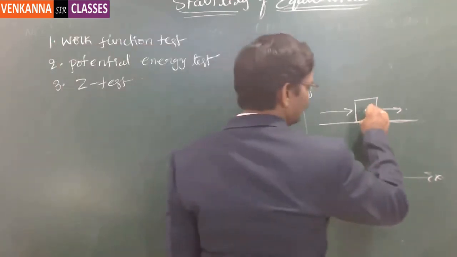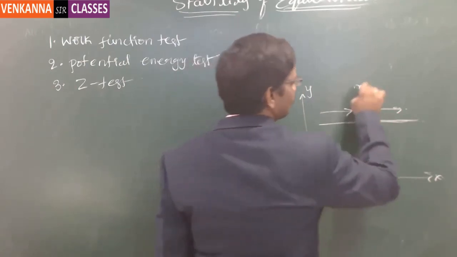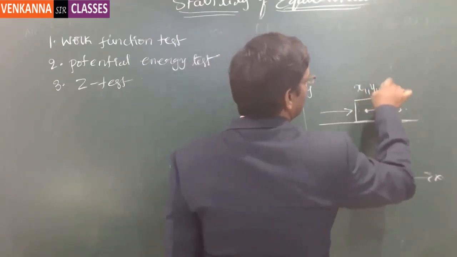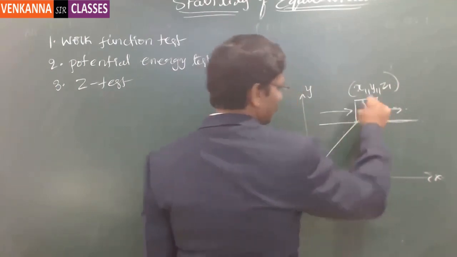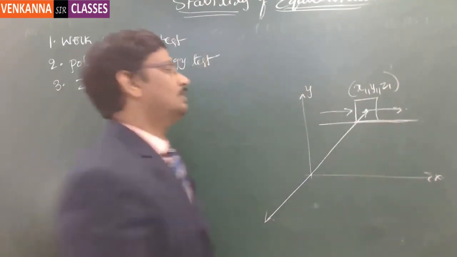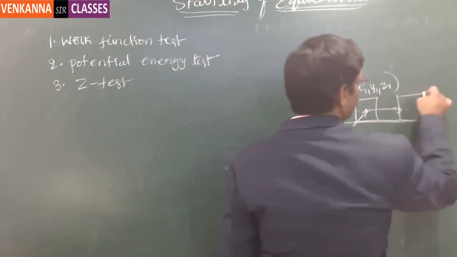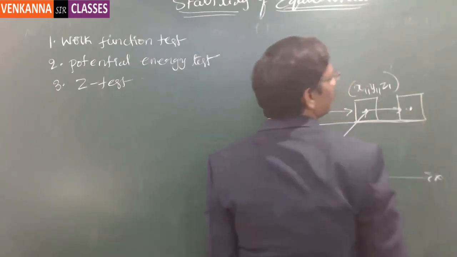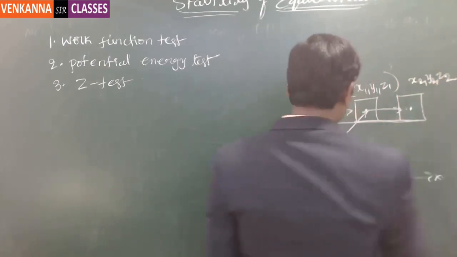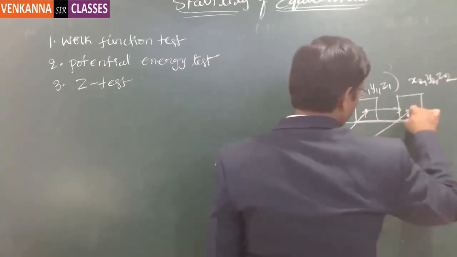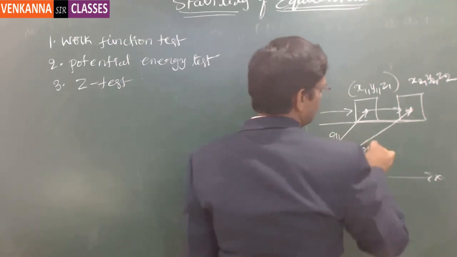So this location, which is the center of gravity, let us say x1, y1 and z1 is the point. Let us say this is the initial position vector. Now this is moved to a different location like this. Now this is the center of gravity whose location is x2, y2 and z2. So this is the new position vector. So this is R1 and this is R2.